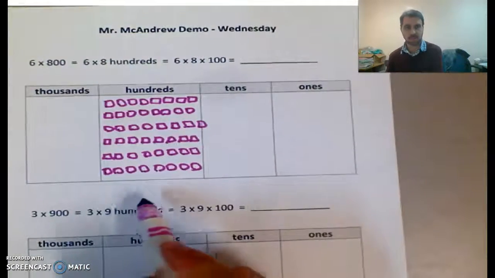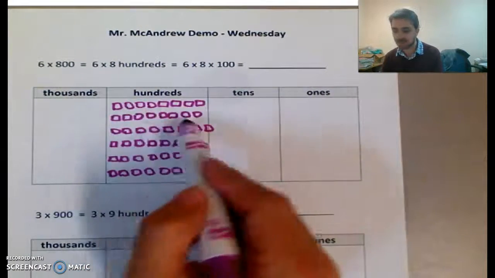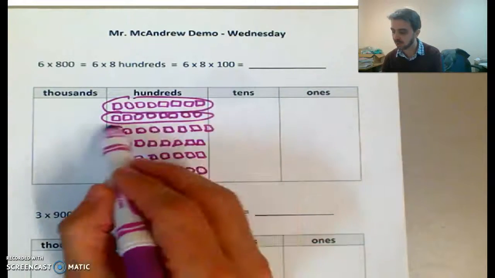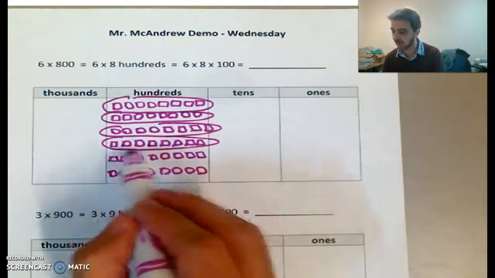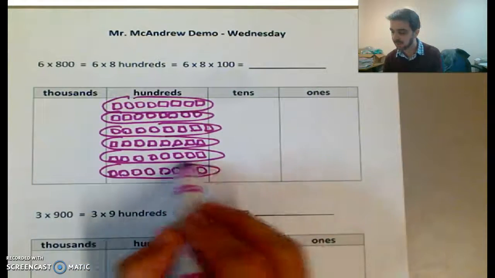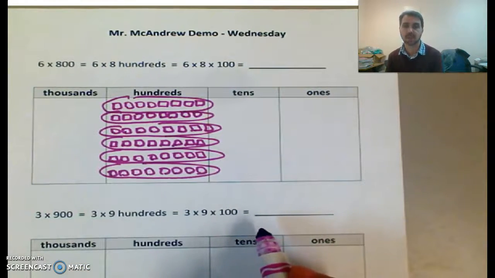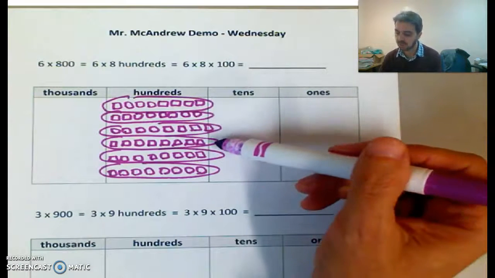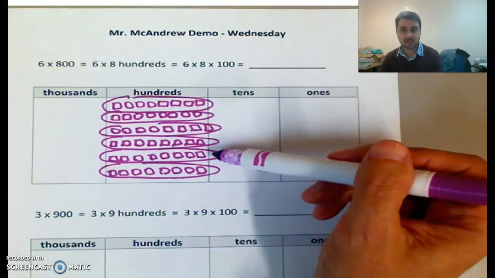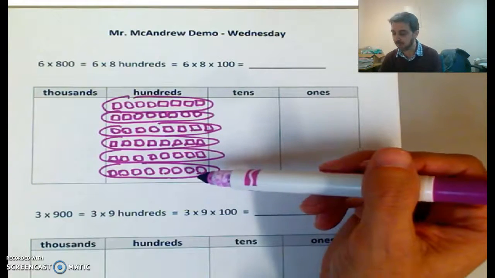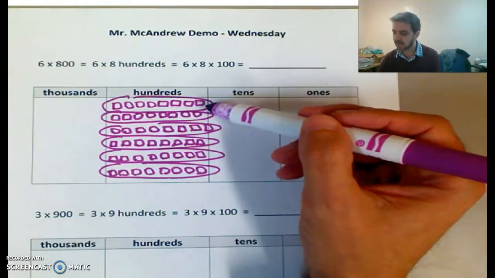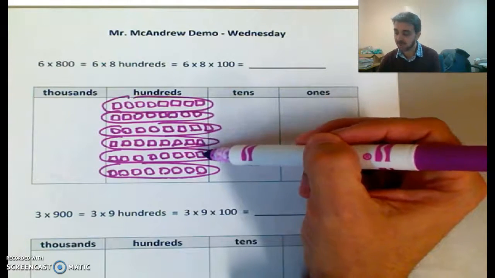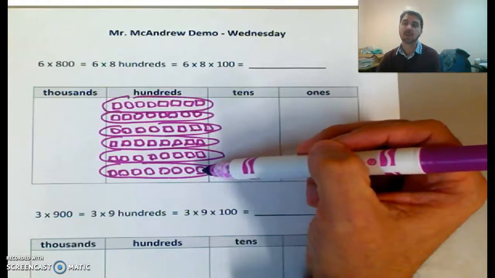So I drew it out. I have 6 groups of 800. I have 1 group of 800, 2, 3, 4, 5, 6. That's 6 groups of 800. Now I could go 800, 2400, 3200, 4000, 4800. I could just keep going up. I think I skipped one there. 800, 800, 1600, 2400, 3200, 4000, and 4800.